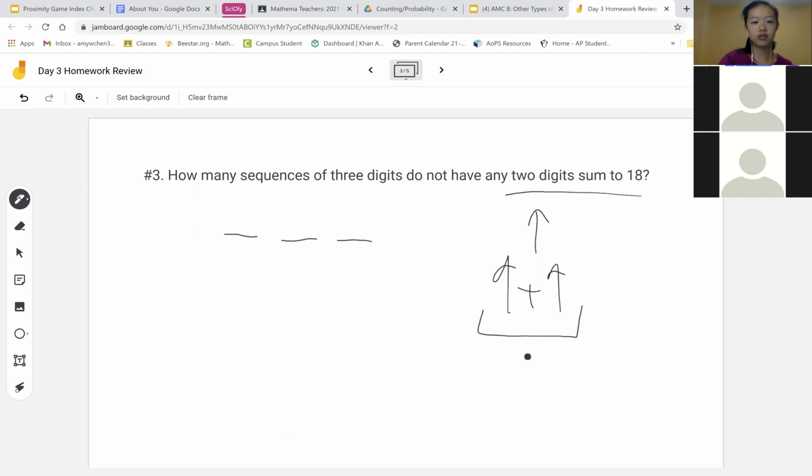So how many total sequences of 3 digits are there? Since it's just asking for sequences of 3 digits, we can use the fundamental counting principle. The first digit, we would have 10 possibilities because the digits are 0 through 9. And then the second digit, we would also have 10 possibilities. So there would be 10 times 10 times 10, so this is the total, 1,000.